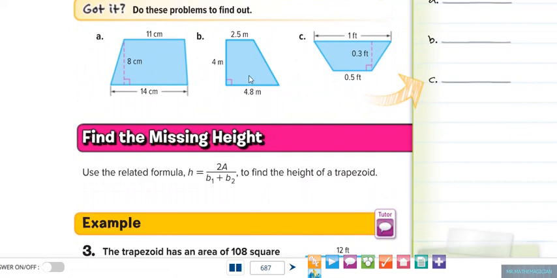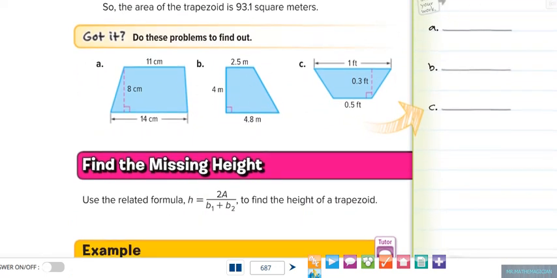Now let's try to solve these examples. Find the area of the trapezoid. This is base 1, as you can see. Here is base 2, and here is the height. Now, area for problem A. Area equals half the height times base 1 plus base 2. So this will be half multiplied by 8 multiplied by base 1, which is 11, plus base 2, 14.